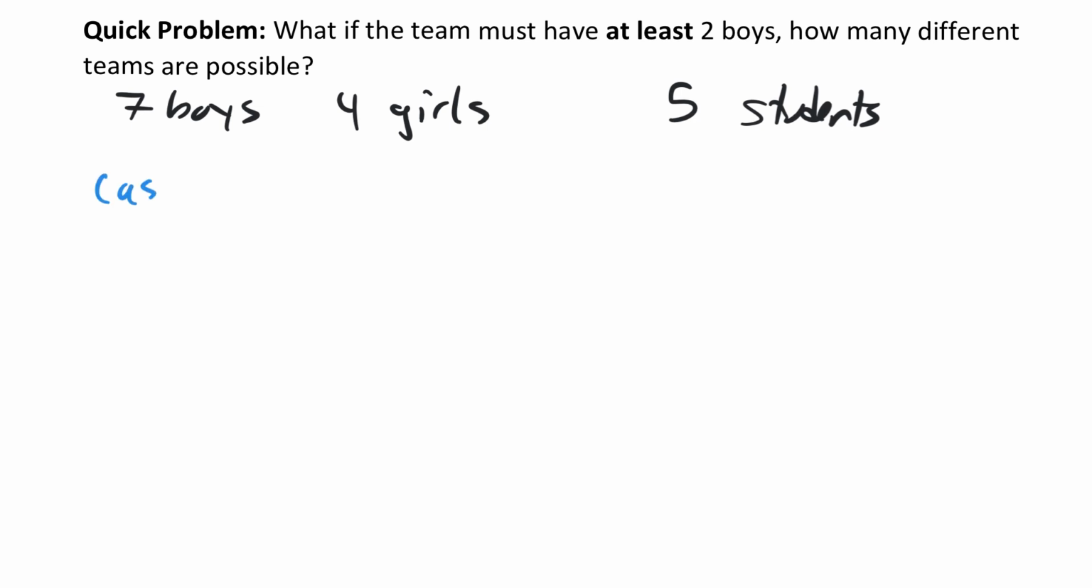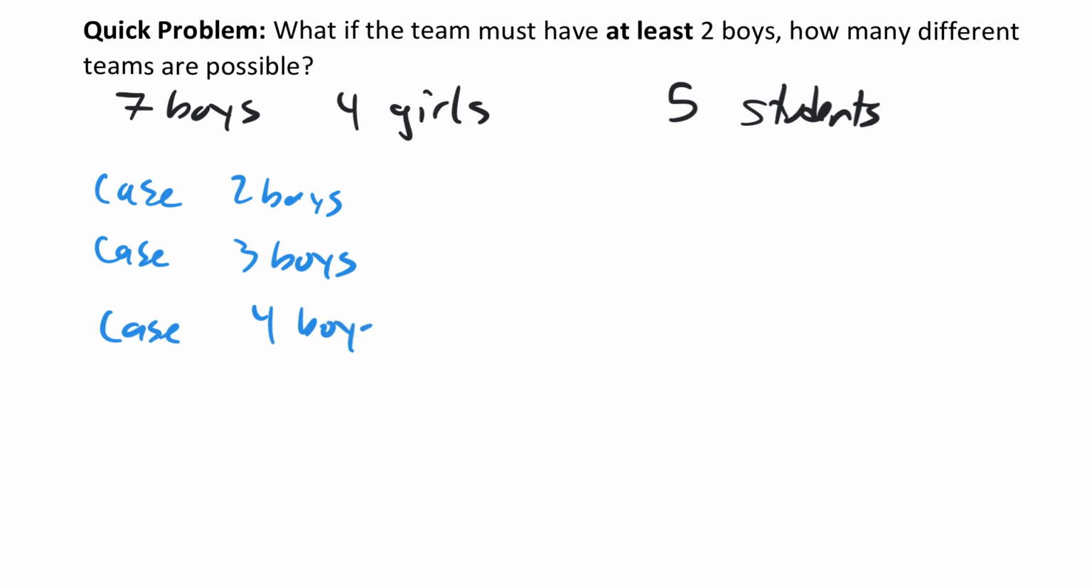All right, so you should have the case with 2 boys, the case with 3 boys, the case with 4 boys, and you can have the case with 5 boys because there are 7 boys to choose from, so you can have all of them. You can have a full team with all 5 of them being boys. Okay, so 7C2, that's how you'd have the 7 boys choose 2 of them, multiplied by, oh, not 5, 4 girls, 4C3.